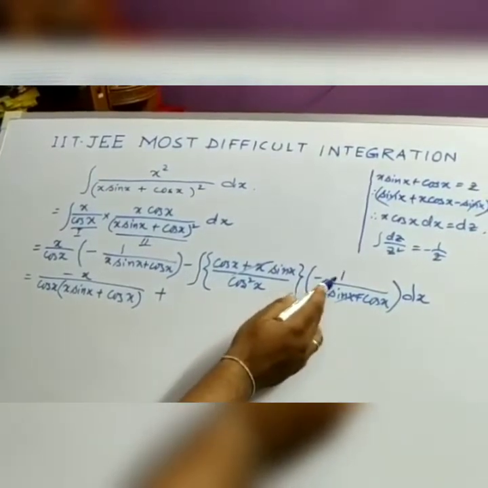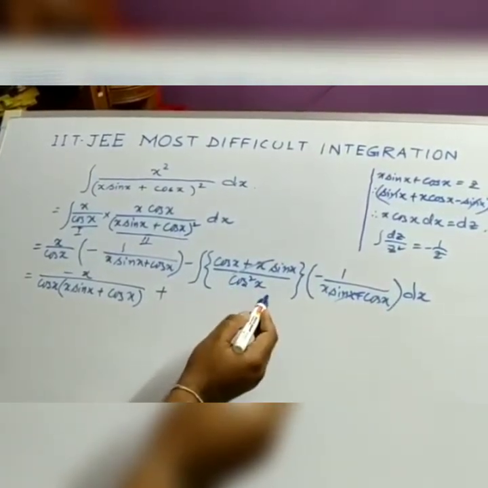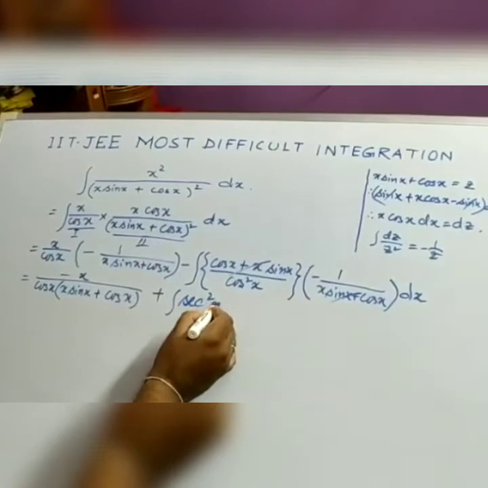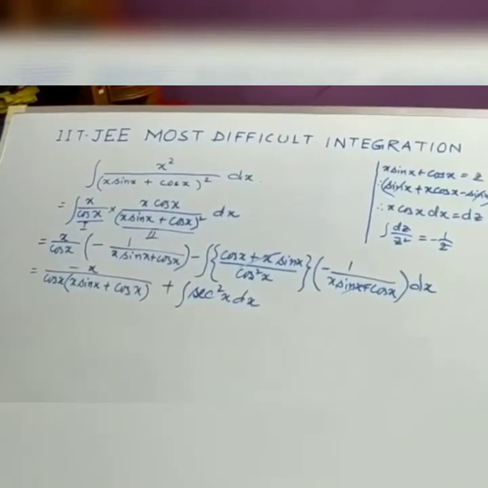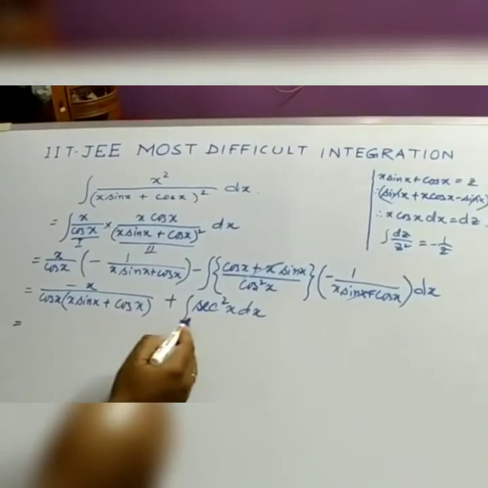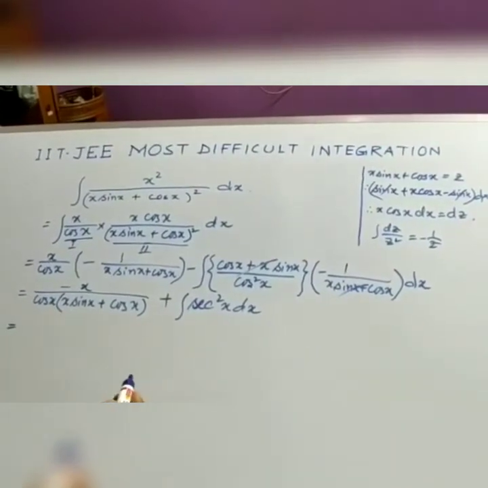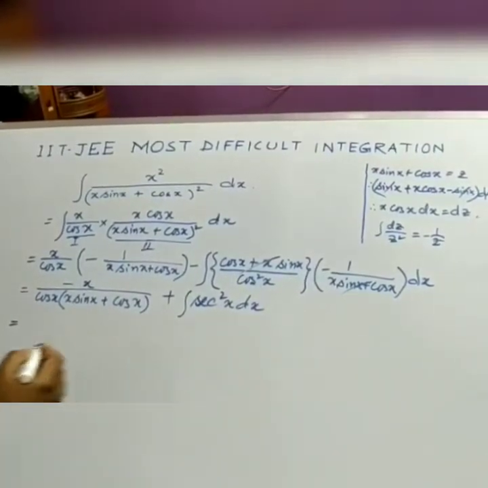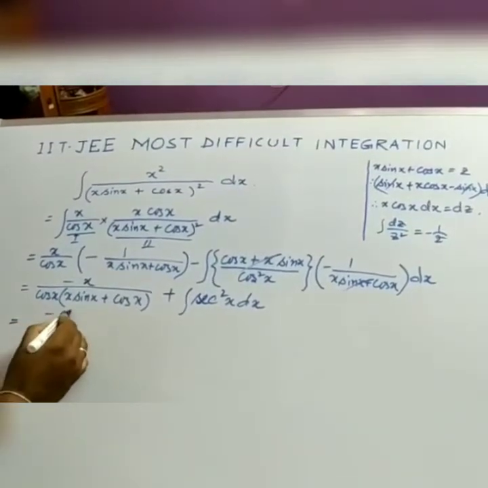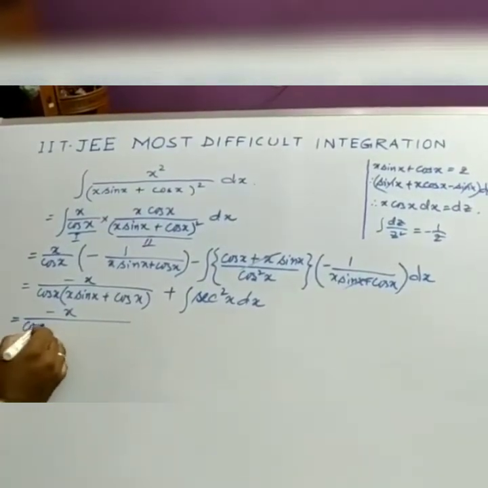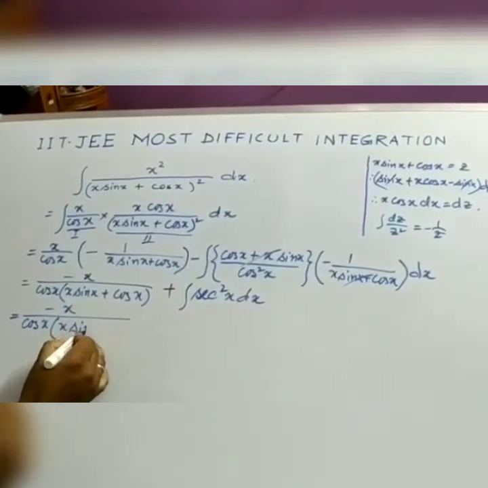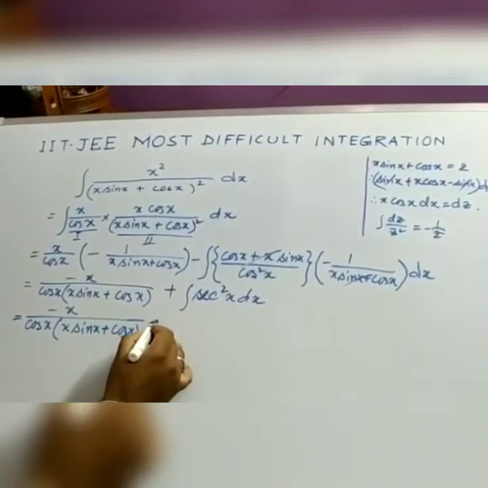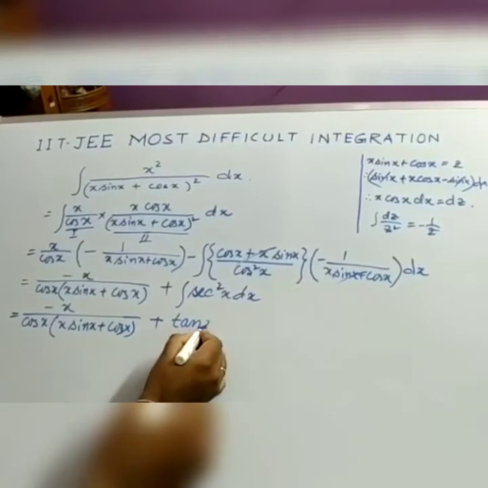So what remains is 1 by cos square x, and that will give sec square x, because it is the reciprocal of cos square, so that will give integration sec square x dx. And you know the formula of the integration of sec square x. What is the integration of sec square x? Yes, you are correct, that is tan x. So that we are applying here. This part remains the same, cos x into x sin x plus cos x, plus this part gives tan x.